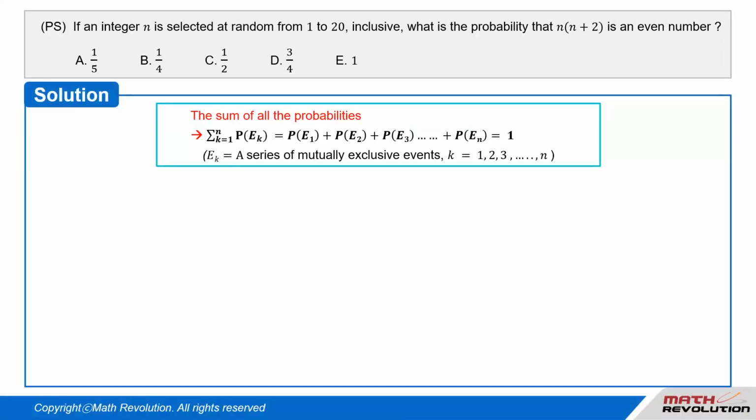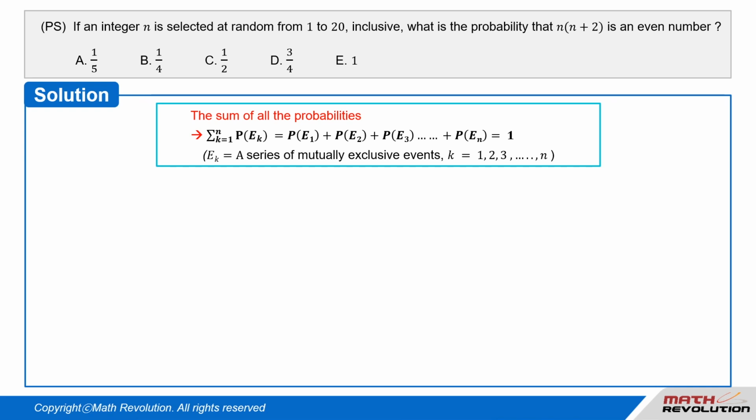Sum of the probabilities. The sum of all the probabilities of the mutually exclusive events is always 1. This can be rewritten as the summation of the probability of Ek from k equals 1 till n is equal to the probability of E1 plus the probability of E2 plus the probability of E3 and so on till the probability of En, which is whole equal to 1, where there's a series of mutually exclusive events Ek where k equals 1, 2, and 3 till n.